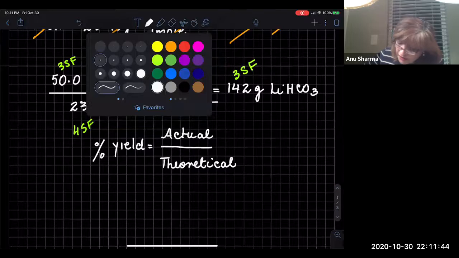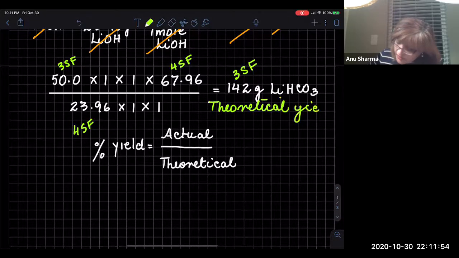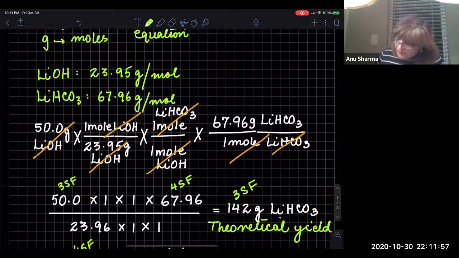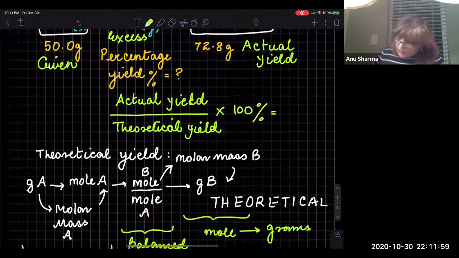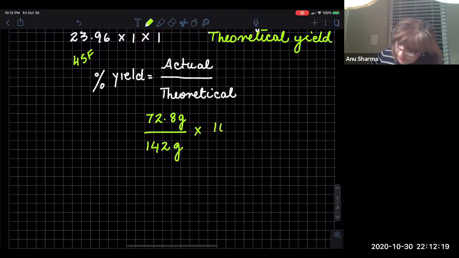Let me change the color. This is the theoretical. So we found the theoretical yield, and now we are going to just put in the 72.8. So here is your 72.8 grams. Oh, let me put it down here, I need space. So here is your 72.8 grams over 142 grams times 100%.